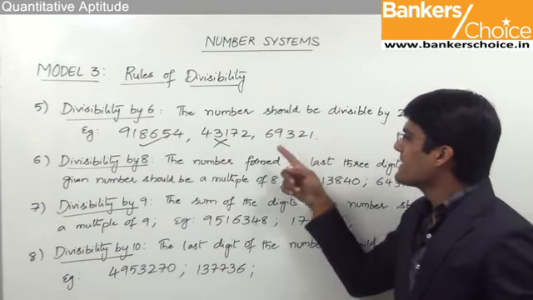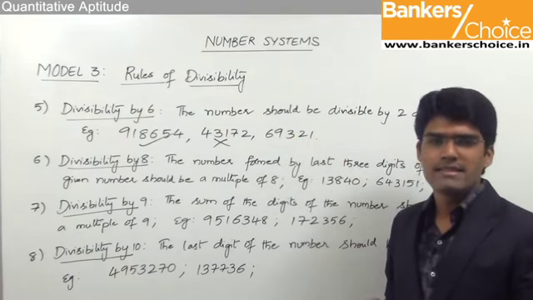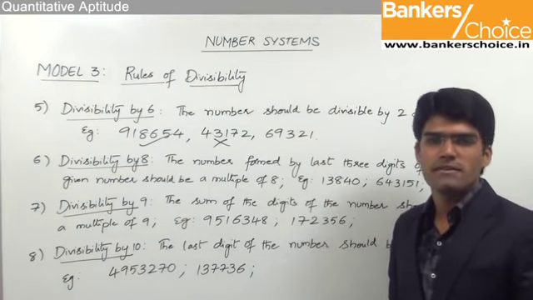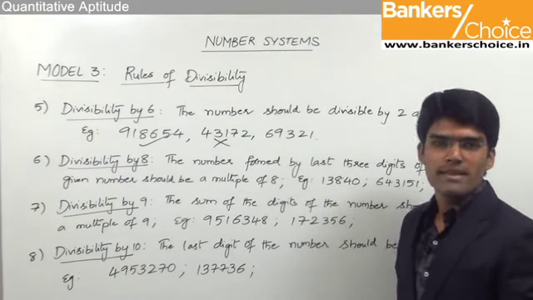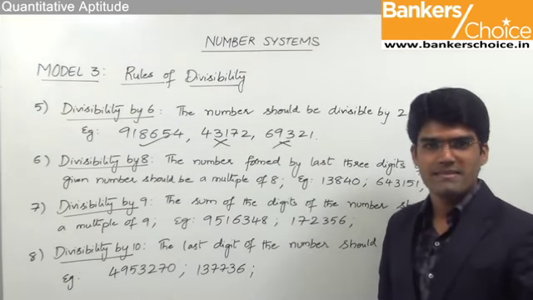Now in the third example here, 69321, the number is odd, and hence we can say that it is not divisible by 2. And once a number is not divisible by 2, it will not be divisible by 6 also. So even this number is not divisible by 6.